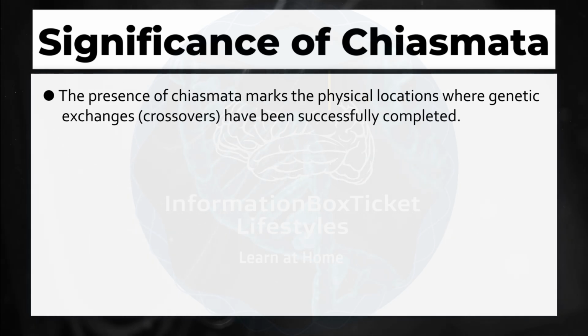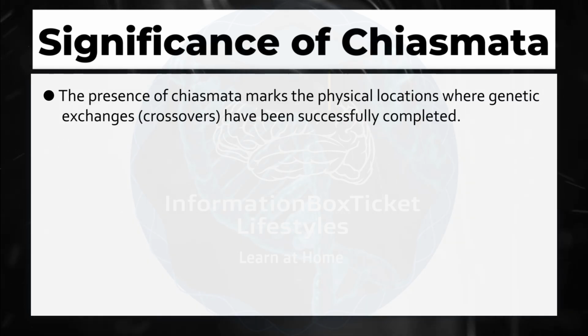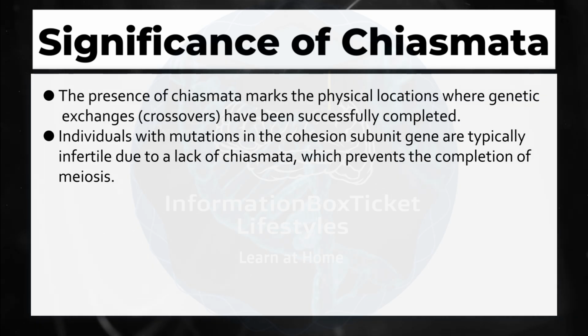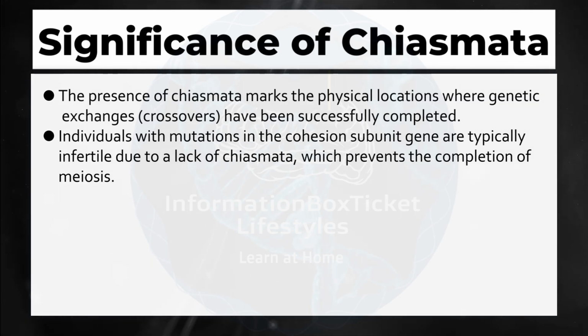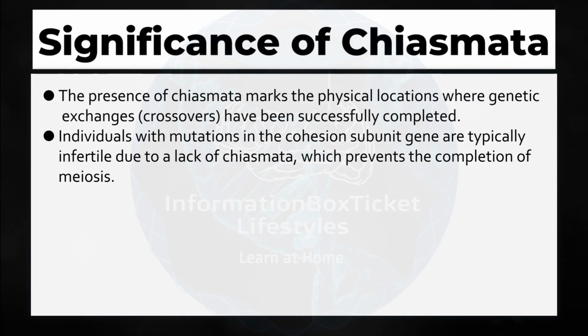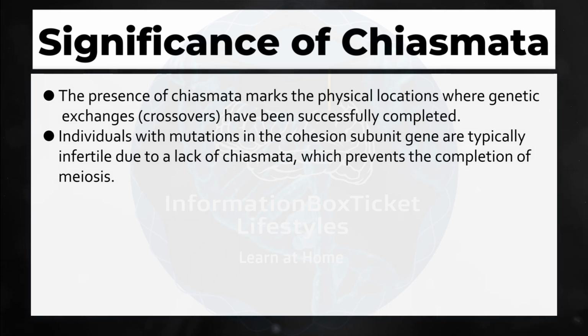The presence of chiasmata marks the physical locations where genetic exchanges, crossovers, have been successfully completed. Individuals with mutations in the cohesion subunit gene are typically infertile due to a lack of chiasmata, which prevents the completion of meiosis.